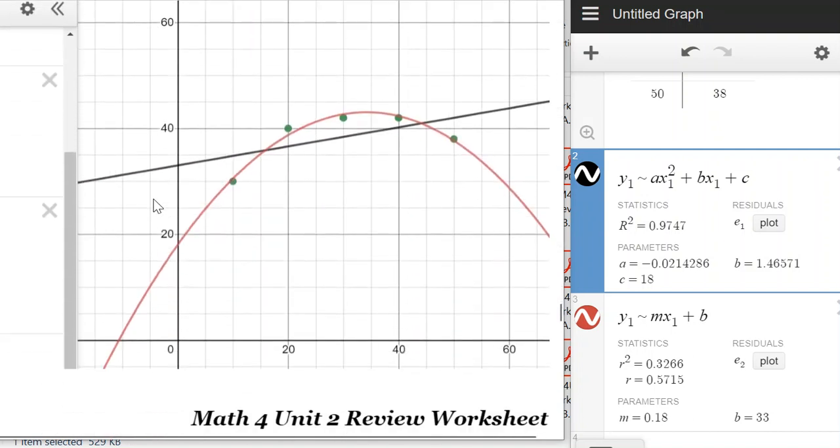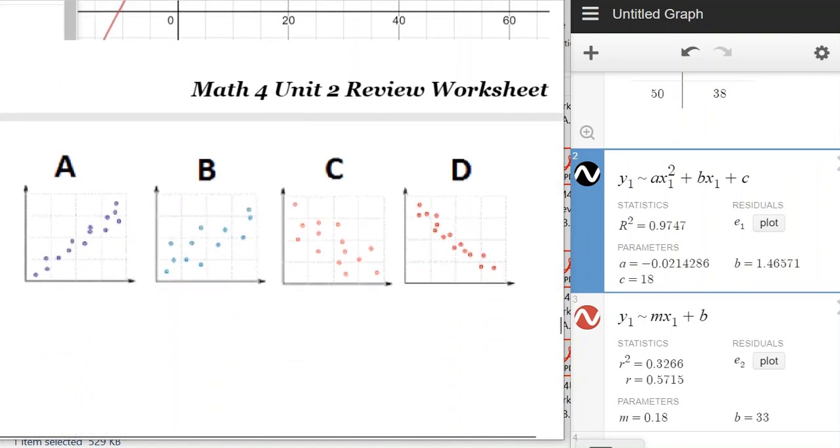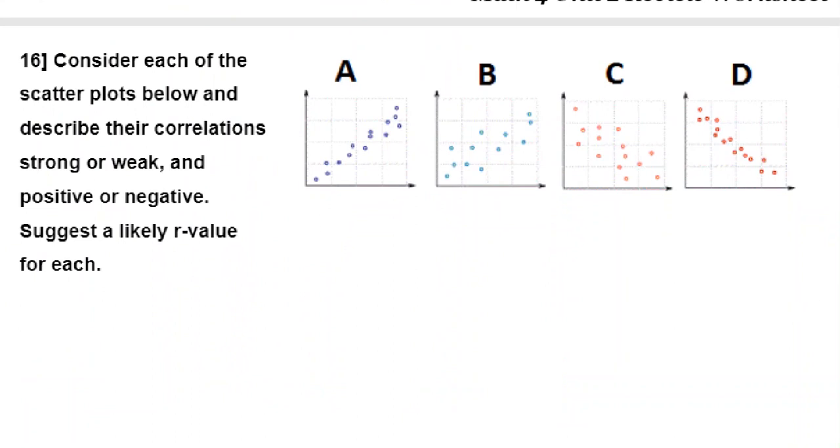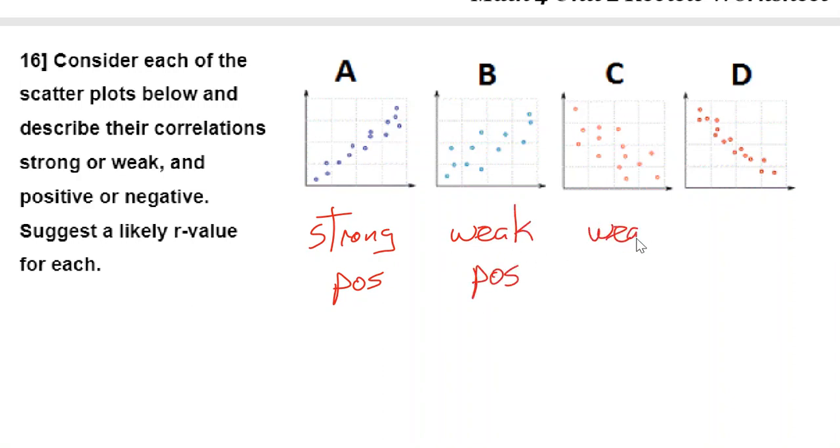All right, there's the graph of the parabola and such. Now, let's go back to this guy, because we need to talk about scatter plots. This would be considered strong positive. This would be considered weak positive. This would be considered weak negative, because it's going downhill, negative slope. And this would be a strong negative correlation. I'm going to give you a drawing much like one of those, and I'm going to ask you which one of these descriptions fits it best.